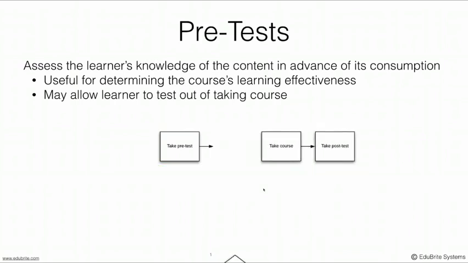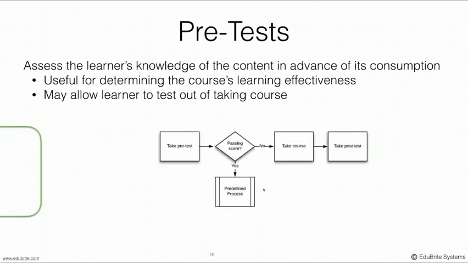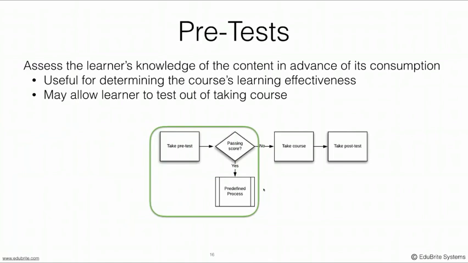This also may allow the learner to test out of taking a course. If their passing score is high enough that it's deemed that they know the content and don't need to take the course, a predefined process can be selected instead, so that if the learner has demonstrated their knowledge and passed a certain threshold, they can get tested out of it and be marked as complete.